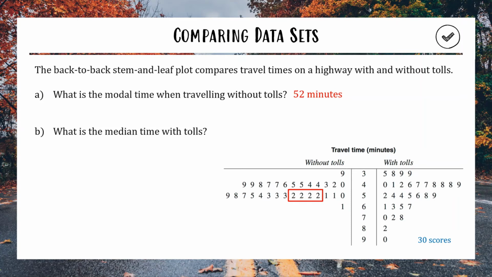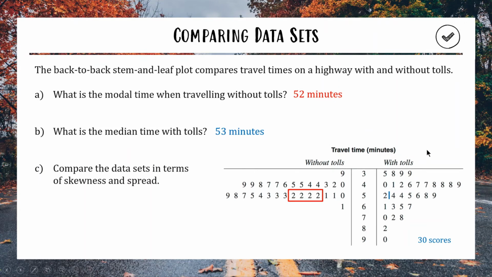Well, we'd have 15 in one half and 15 in the other half. So the middle score is going to be between the 15th and the 16th score. So if we count up, the 52 is the 15th score and the 54 is the 16th score. So the median is halfway between these two. So we have a median time of 53 minutes.